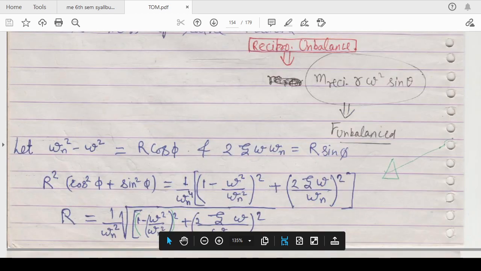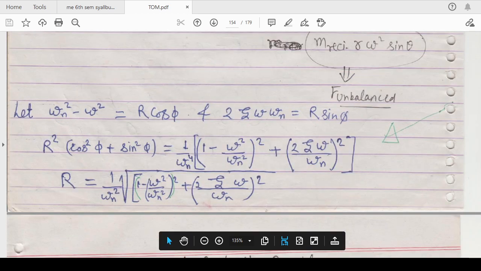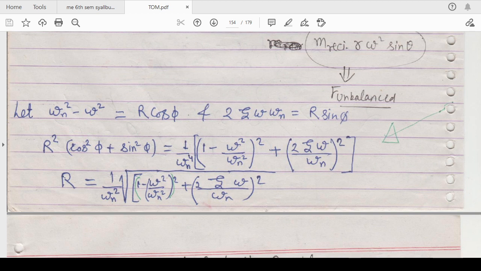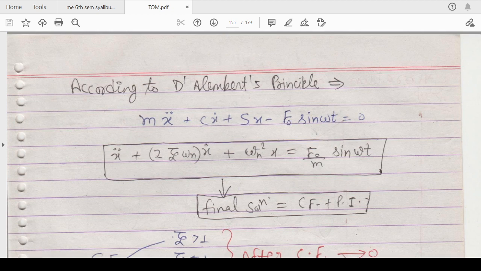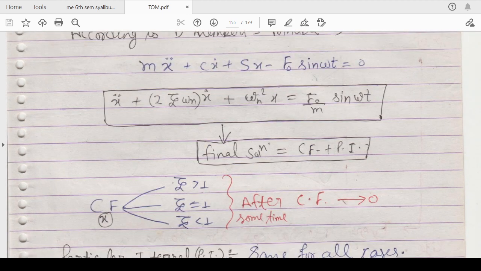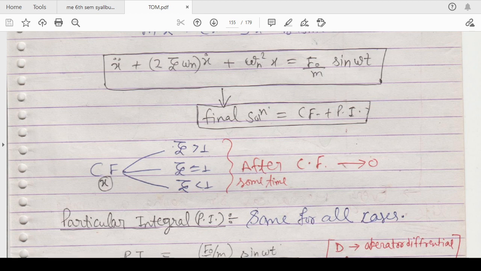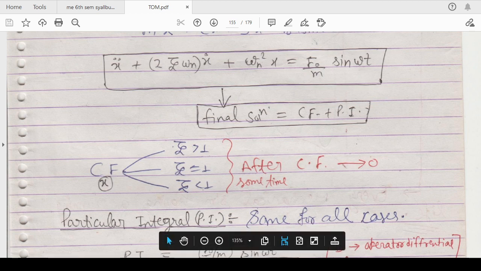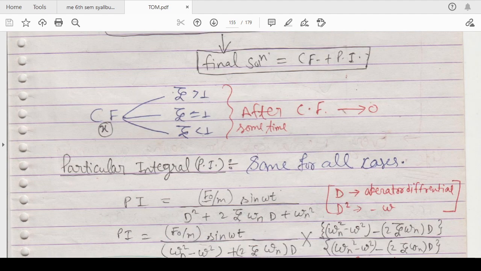Now let's see, if you are having these two unbalanced forces or two vibrations, let omega n square minus omega square; we will see how this calculation comes. According to D'Alembert's principle, your equation will be: m x double dot plus c x dot plus s x equals F0 sin omega t. With the help of mathematical equations, your final solution will be the complementary function plus the particular integral. The CF will tend to 0 after some time when zeta is less than 1, equal to 1 or greater than 1. These are the three conditions, and the PI will be the same for all the cases.